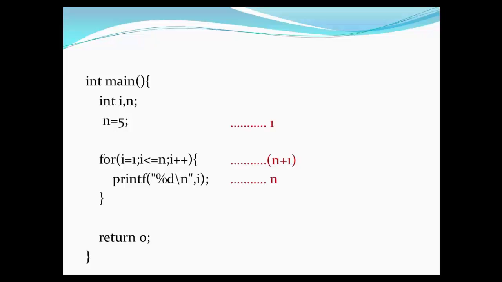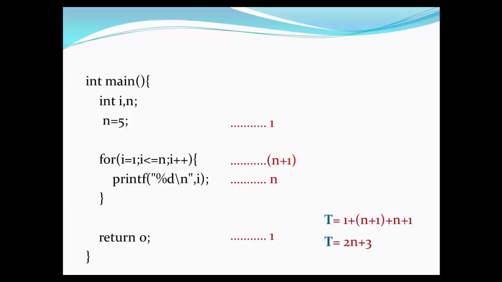The next line will take n time as our loop will check the condition 6 times, but it will be able to go inside the loop 5 times. That is 1 time less than the for loop line. That means this line will execute n times. And finally, this line will take 1 unit of time. So now add up all the values and we will get this equation, that is 2n plus 3.